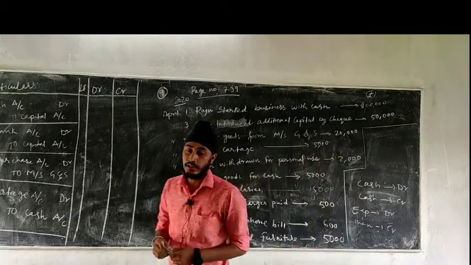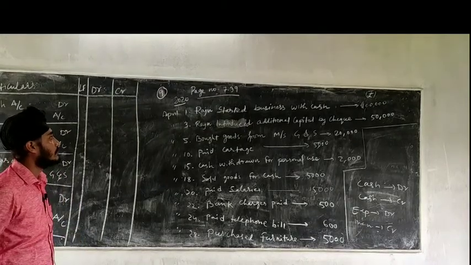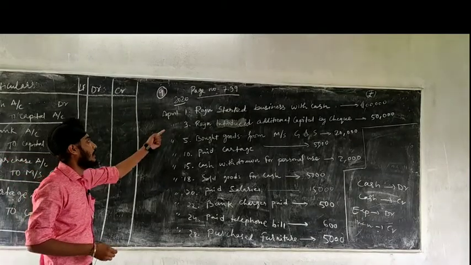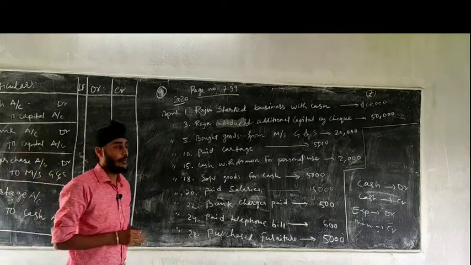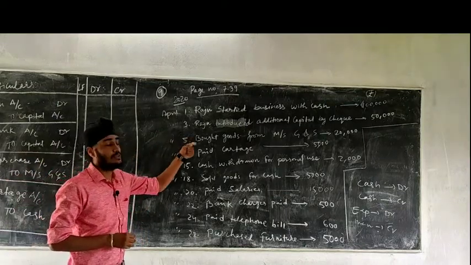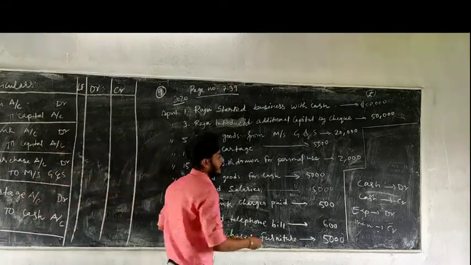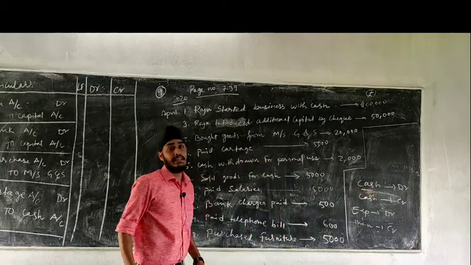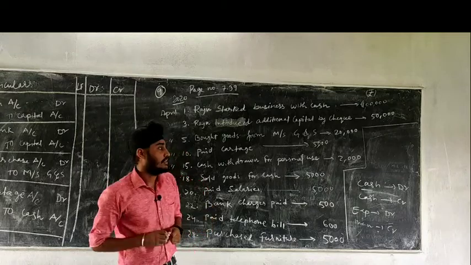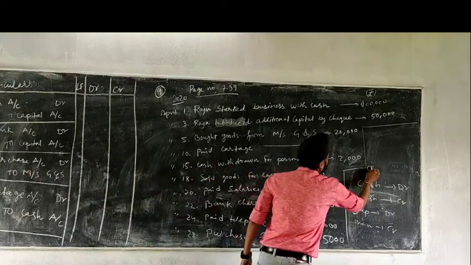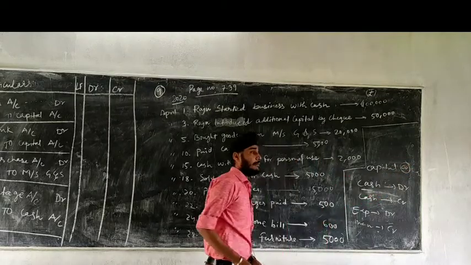So let us begin this question. It's question number 9 given in page number 7.39. You can see in your book. So the first, April 1. What is the transaction? Raju started business with cash. Now what happens here? We will prepare two accounts here. Two accounts will be affected. First will be cash and one more will be capital account. Because what is capital? The amount by which business is started. So capital is always credit. Always remember that capital is always credit.